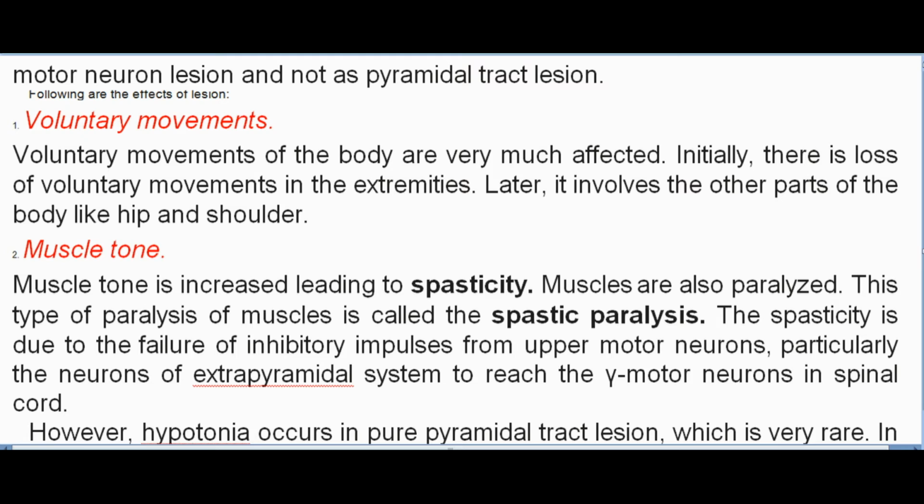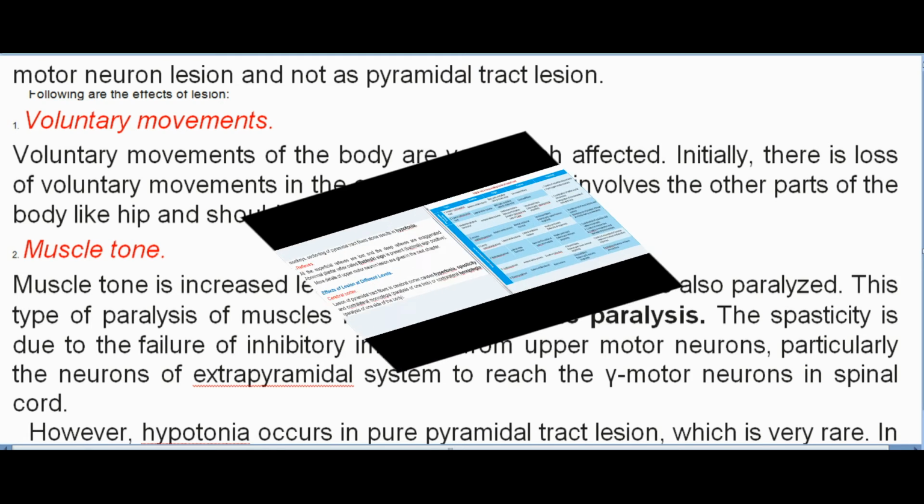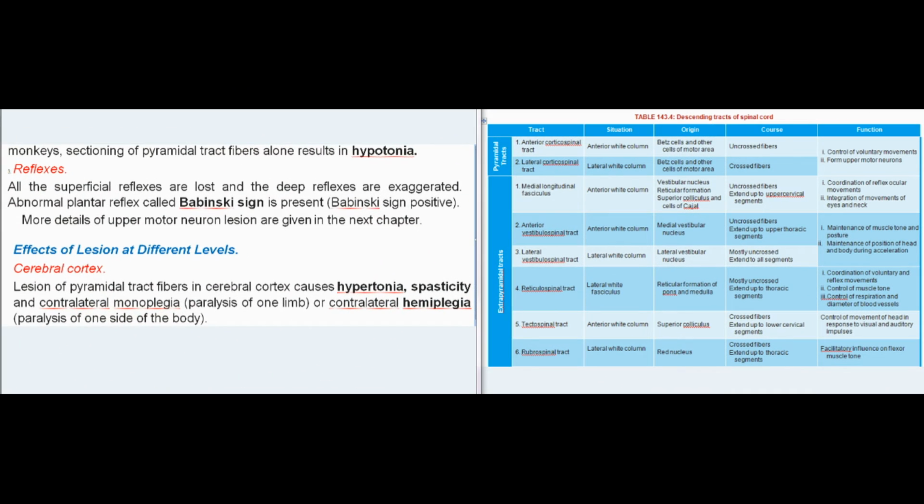The spasticity is due to the failure of inhibitory impulses from upper motor neurons, particularly the neurons of extrapyramidal system, to reach the gamma motor neurons in spinal cord. However, hypotonia occurs in pure pyramidal tract lesion, which is very rare. In monkeys, sectioning of pyramidal tract fibers alone results in hypotonia.